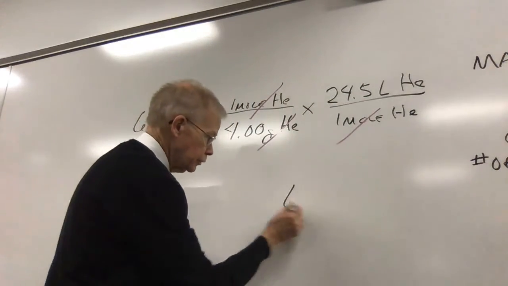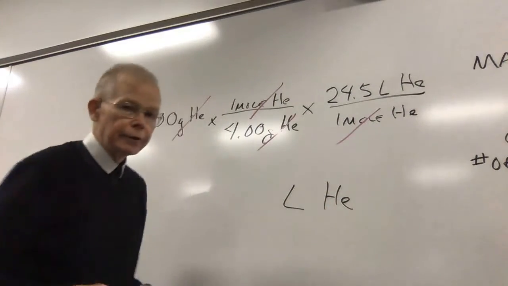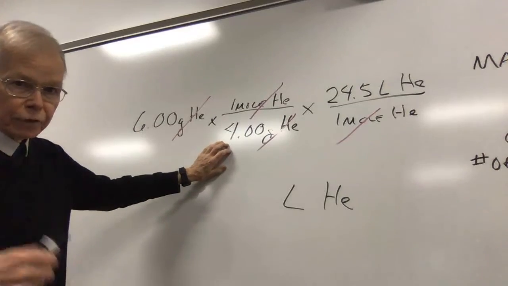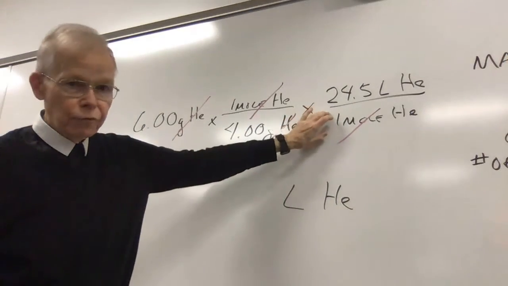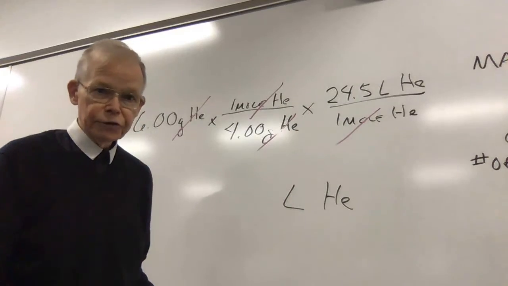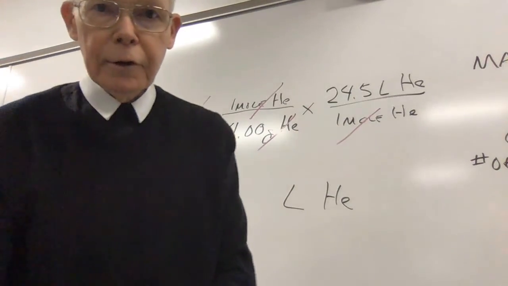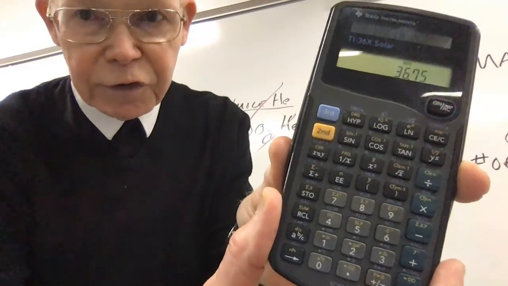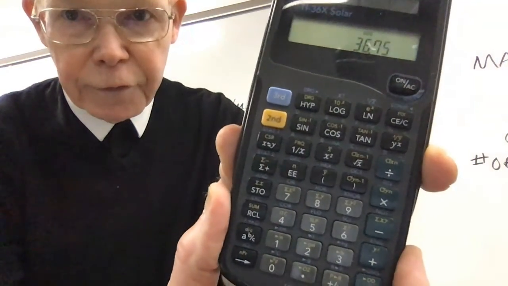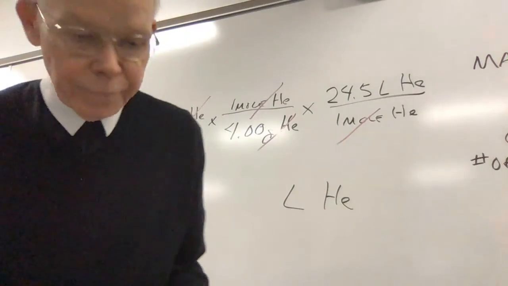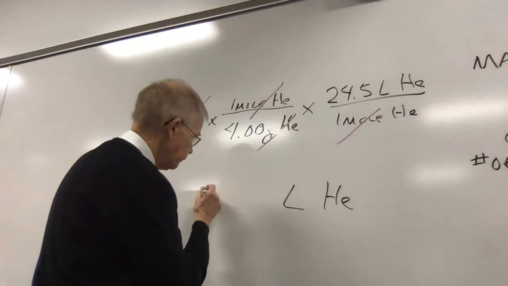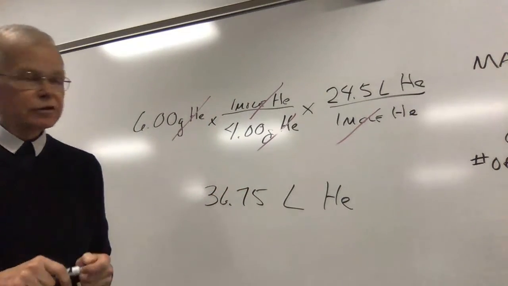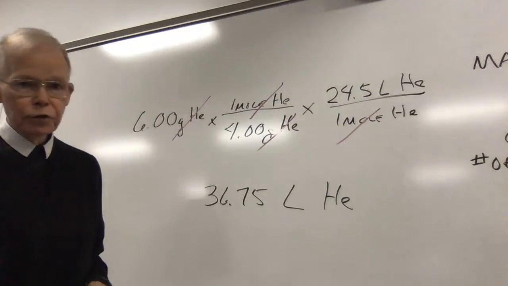So I'll put liters of helium, and then on a calculator, I'll take 6, I'll divide it by 4, whatever that answer is, I'll multiply it by 24.5, and that will become the answer that I want. And I did that just a moment ago when you weren't looking. And my answer is 36.75, and that'll be my liters of helium. Let me put that down. 36.75 liters.